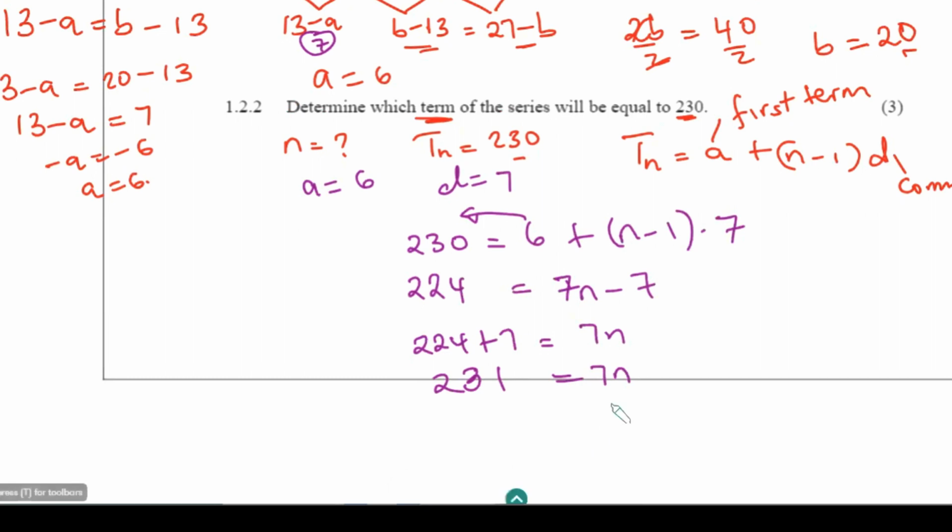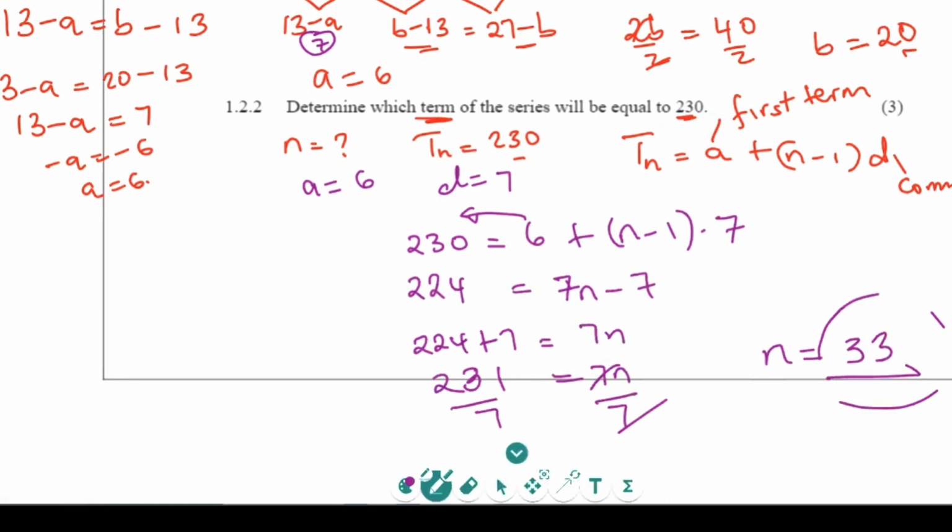Then for me to get n, I'll divide both sides by 7. And when that happens, I'll just punch that into the calculator, and then I get my n as 33. So the term in position 33 will be 230. All right, so that is 1.2.